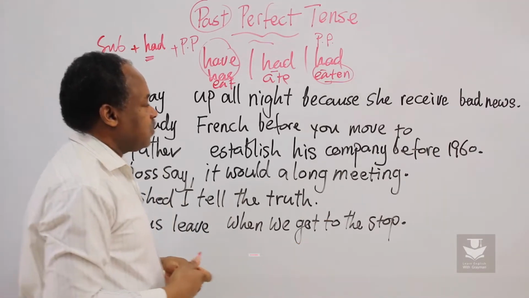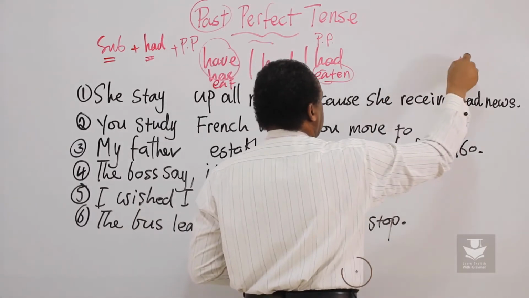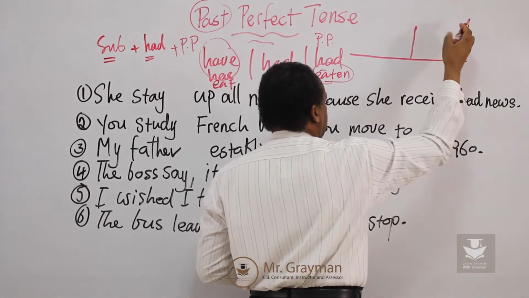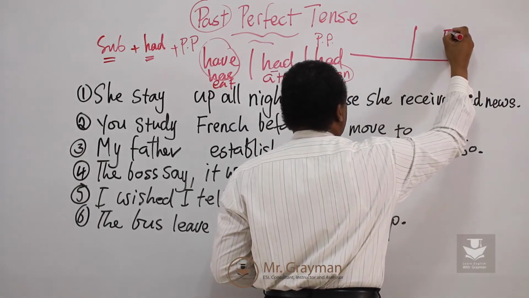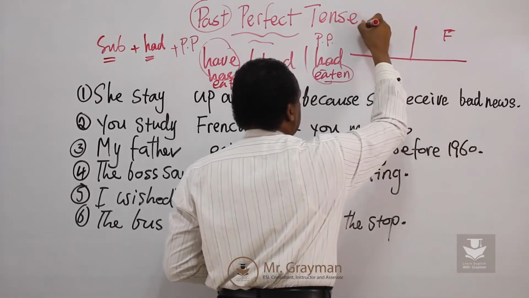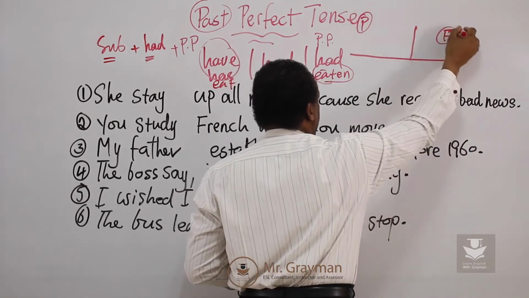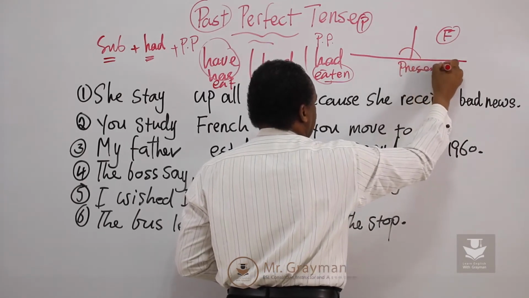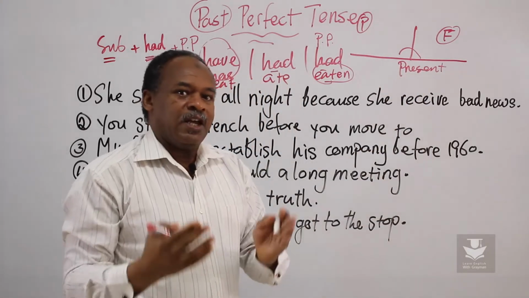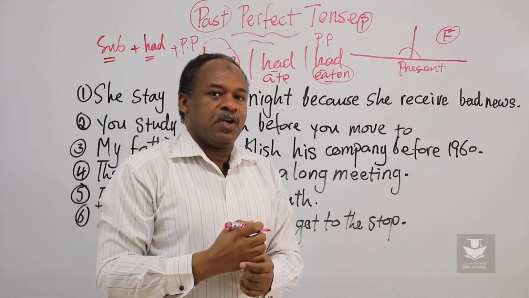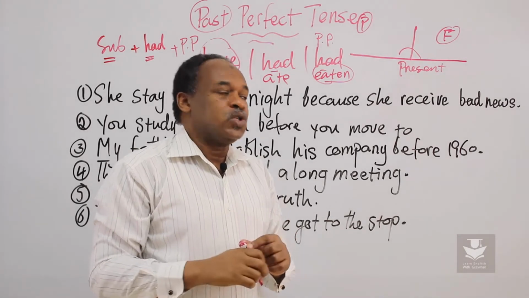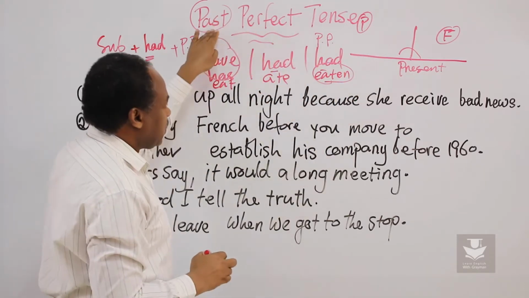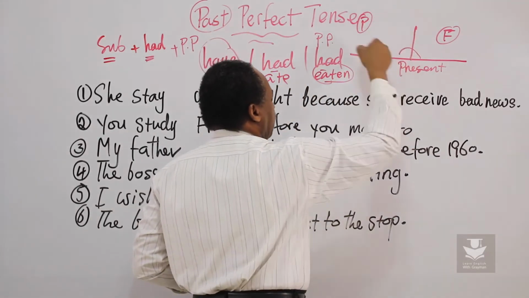Okay, when or how should we use it? In order to show you how to use it, I'm going to draw the timeline. This is the future, and this is the past, and this one is the present. This is very important in order to place the events that you want to speak about. Now I'm going to show you where you should use the past. When we say past, it's going to fall somewhere here.